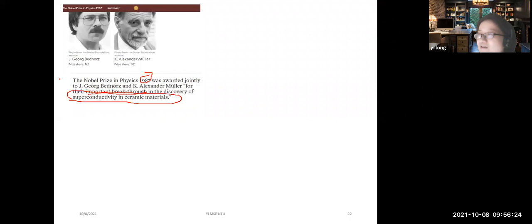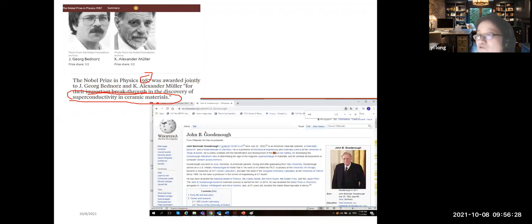And since we talk about the Nobel Prize, there's also another Nobel Prize, for this good enough. This one is also a ceramic. It's lithium cobalt oxide. This is a lithium battery material, and also it's a ceramic, and it won a Nobel Prize. Okay, these are good enough.